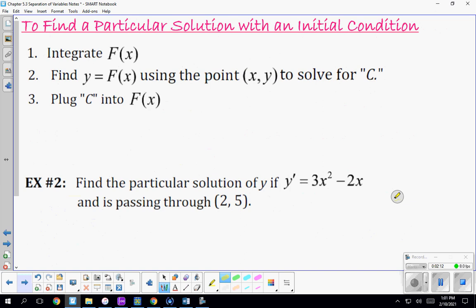To find a particular solution, remember we're going to look for that value of c. Again, we're going to integrate first, and this step may involve separation of variables. Then, just like before, we're going to use our ordered pair to solve for c. Be careful here, c is a specific value. So if you multiply it by something, it's going to change the value. You should find c first and then solve for y.